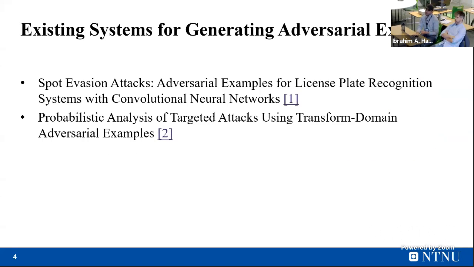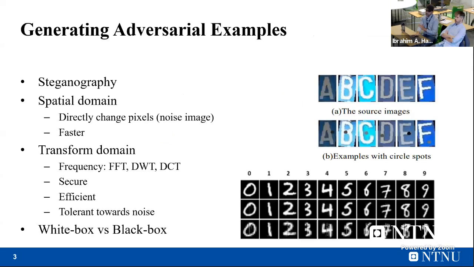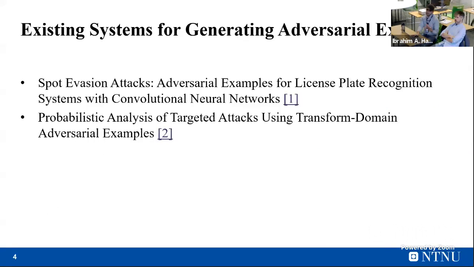There we have mentioned some of the existing systems for generating adversarial attacks. The first one is spot area attacks. If you see in the image, in B, there are circle spots generated on the source image. They identify the locations based on a genetic algorithm, using crossovers and mutation, generate the circle spots at different locations, and then find the probability of how much they misclassify the source image.